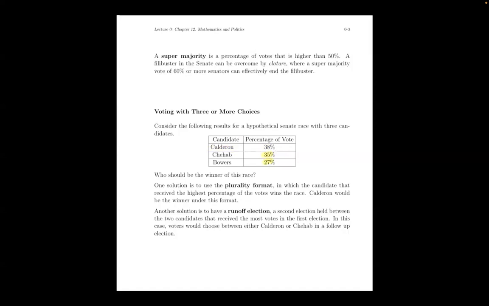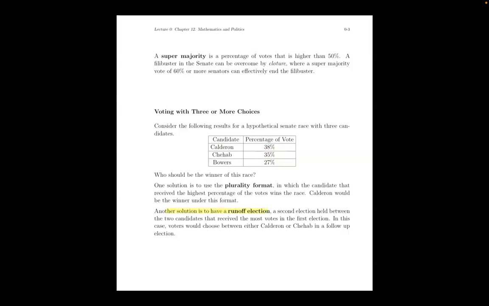35 plus 27% of the voters did not support Calderon. That was not their choice, right? It looks like 62% of voters would rather have not had Calderon as their senator, right? Nonetheless, here they are with him. So maybe a better way to go about doing this is to use a runoff election.